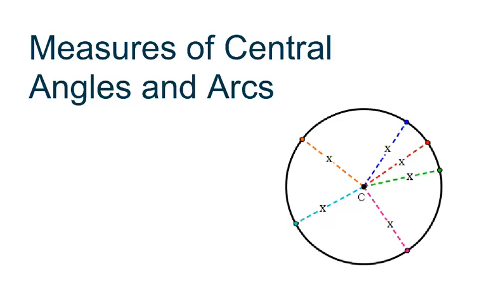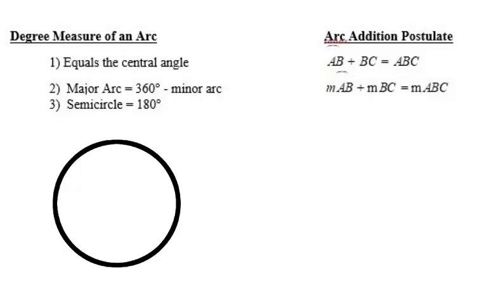Taking a look at measures of central angles and arcs. To start this off, we have to first know what a central angle is. Remembering that a central angle is an angle that is formed when the vertex of the angle passes through the center of the circle. So if that is my center of my circle, a central angle would look like that, where the vertex of the angle is at the center of the circle.